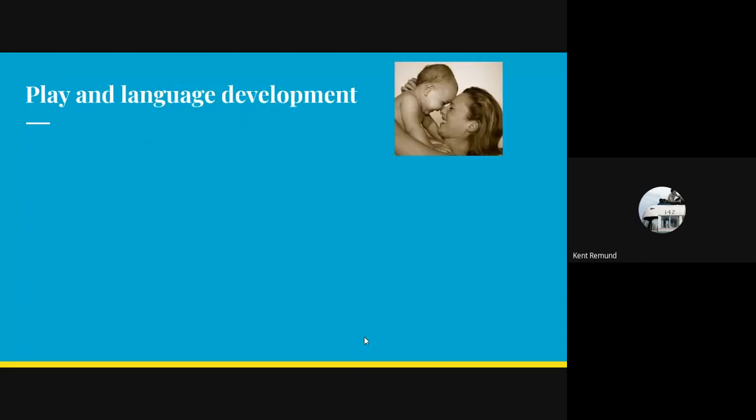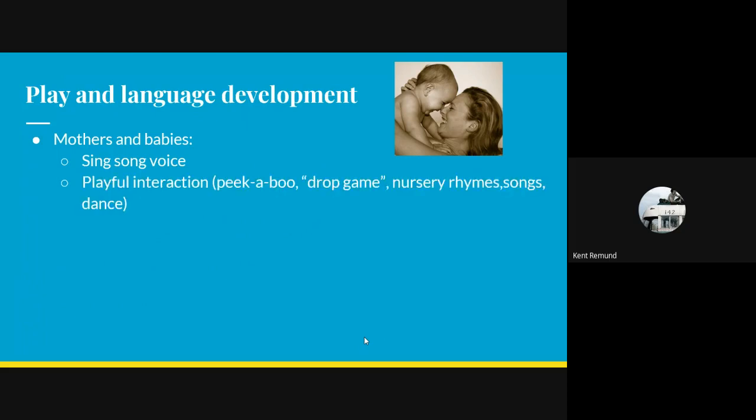So let's talk real briefly about play and language development. I have a picture here of a mother with a newborn. Think about moms and babies and how we just naturally make language fun and playful. How many of you have done the sing-song baby talk with your young ones? Playful interactions. We just do this naturally, you guys.